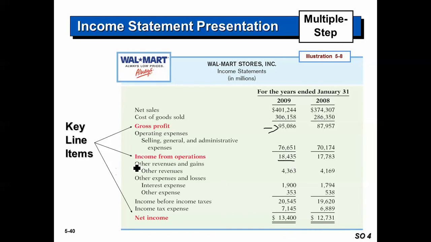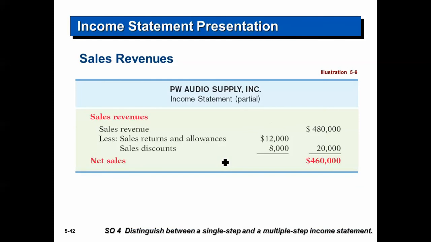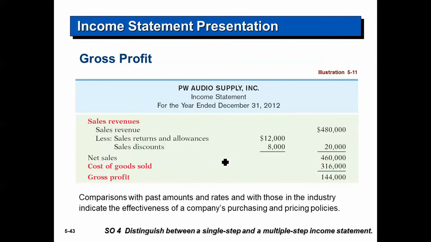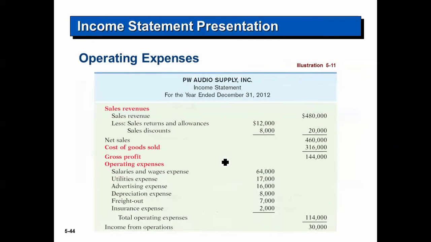Now, there's another category. Sometimes businesses earn other revenues and have other expenses. We show that separately so that we can always judge how well a company is doing on operations. But this is what's called the multi-step income statement. Now, sales revenue is determined by sales revenue less sales returns and allowances, less sales discounts, which makes it net sales. Okay, then the cost of goods sold gives me the gross profit.